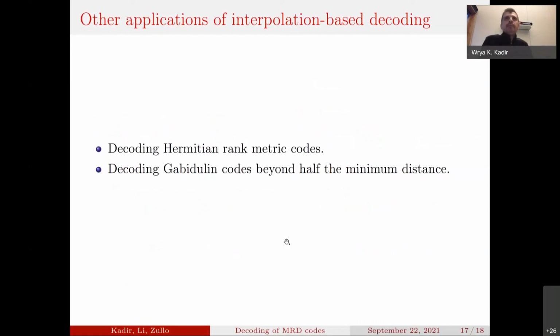There are two more applications for the interpolation-based decoding algorithm apart from decoding of twisted MRD codes. We managed to decode Hermitian arithmetic codes, and this paper was presented in BFA 2021. And also, we managed to decode Gabidulin codes beyond half the minimum distance, again with interpolation-based decoding. The second paper can be found on arXiv.